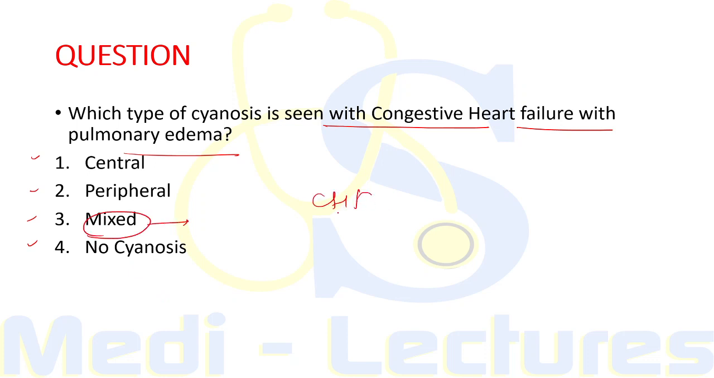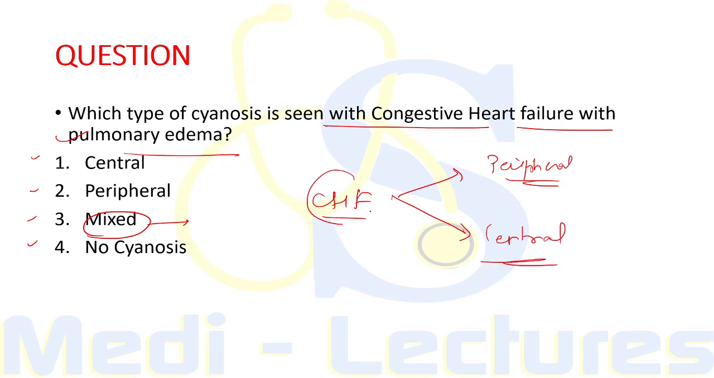Since congestive heart failure will lead to redistribution of blood to the vital organs, there will be peripheral cyanosis. And since the patient is also developing pulmonary edema, there will be decreased arterial oxygen saturation of blood. Therefore, this will also lead to central cyanosis. So this is a condition which will lead to both peripheral as well as central cyanosis.